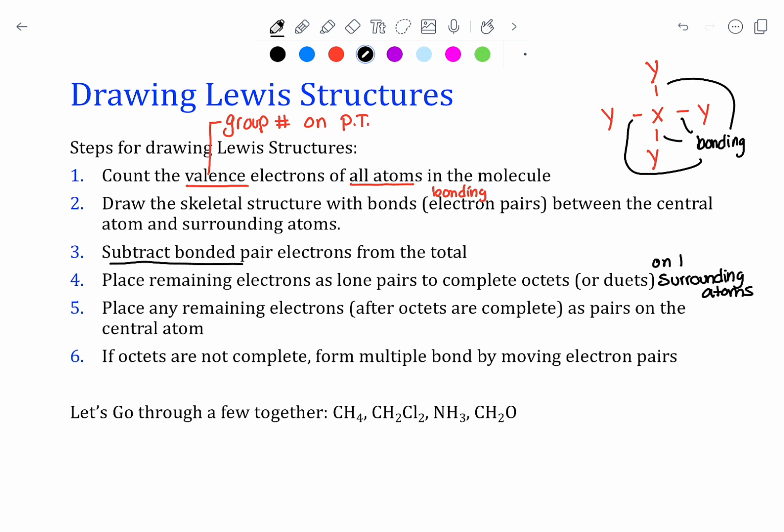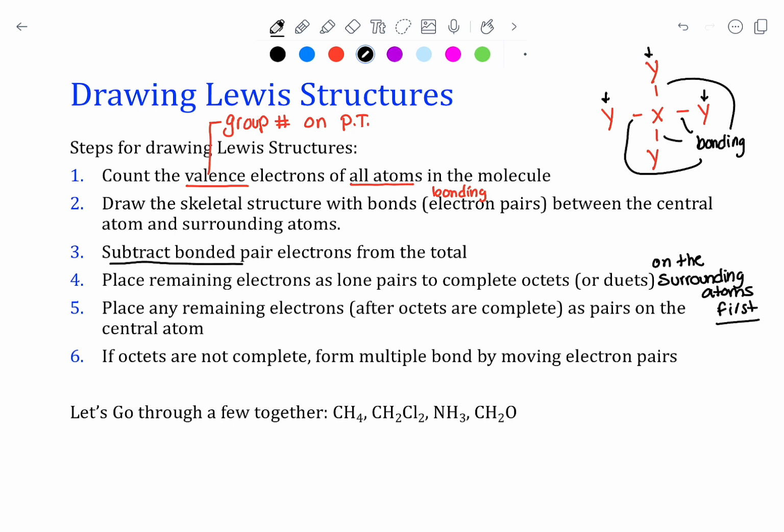So we're placing any remaining electrons as lone pairs to complete octets on the surrounding atoms first. So that would be like our Ys. So these are our surrounding atoms.